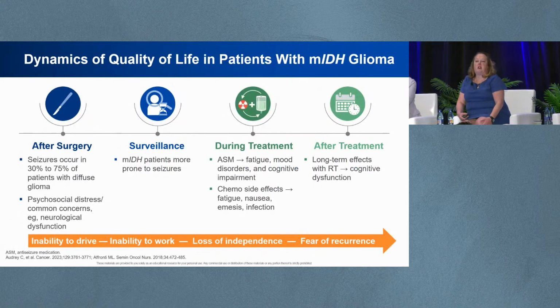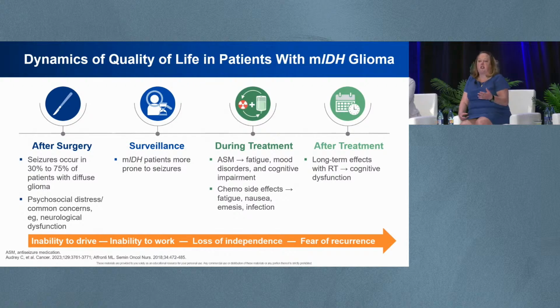We talk about the endpoint, which is progression-free survival. But I think it's really important to find out what's happening with the patient, okay? What's happening in their lives. And Dr. Galanis has already touched on this, that these patients, even though they're young and presumably healthy, do have seizures. And these seizures can occur at presentation for about a third of our patients, and through the disease trajectory up to 75% of our patients.